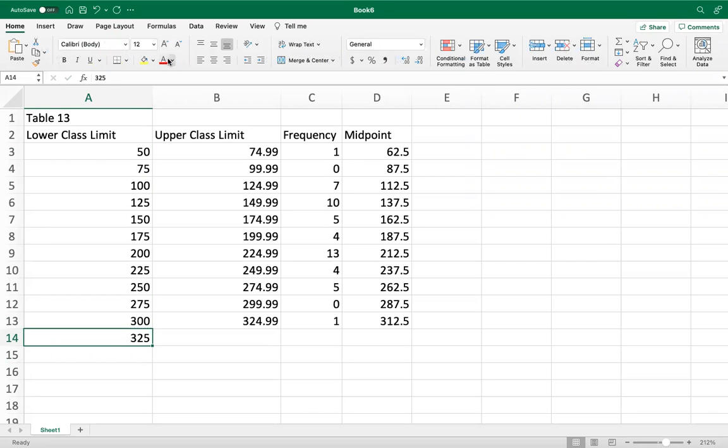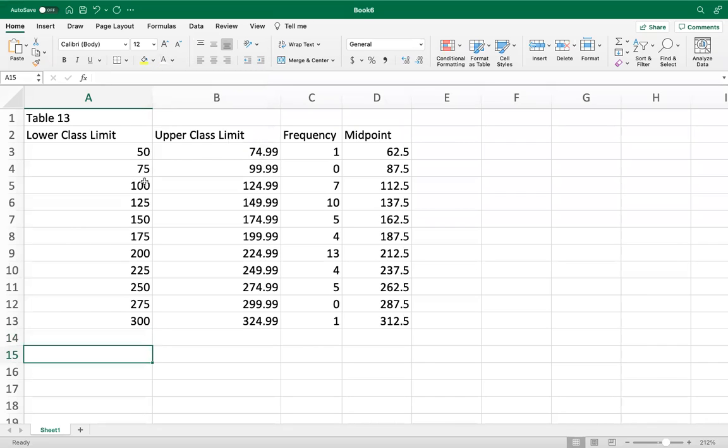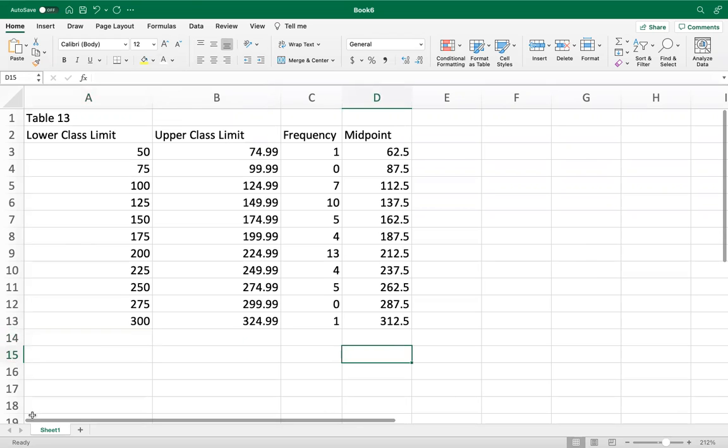Let's make this font white. Perfect. Now it doesn't even look like it's there. All right. So now that we have all of this, let's go ahead and get started with the computation of the mean. So remember, the mean here is going to be equal to the sum of xi times the frequencies, divided by the sum of the frequencies.